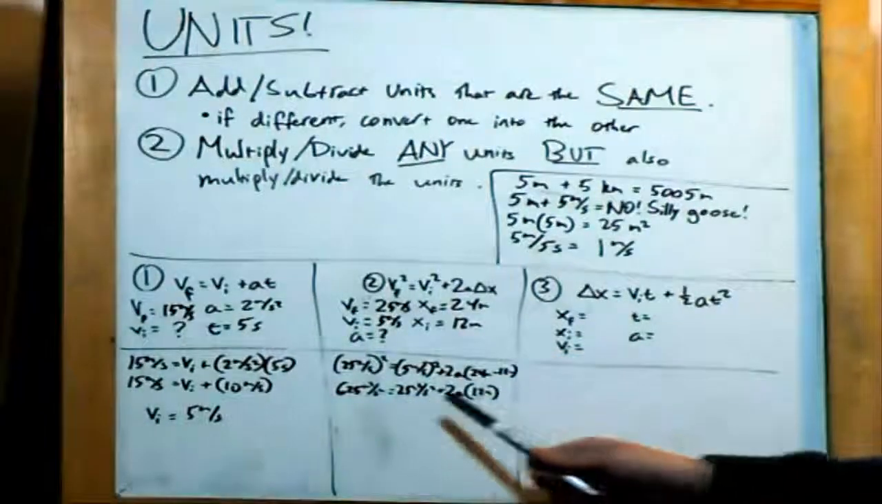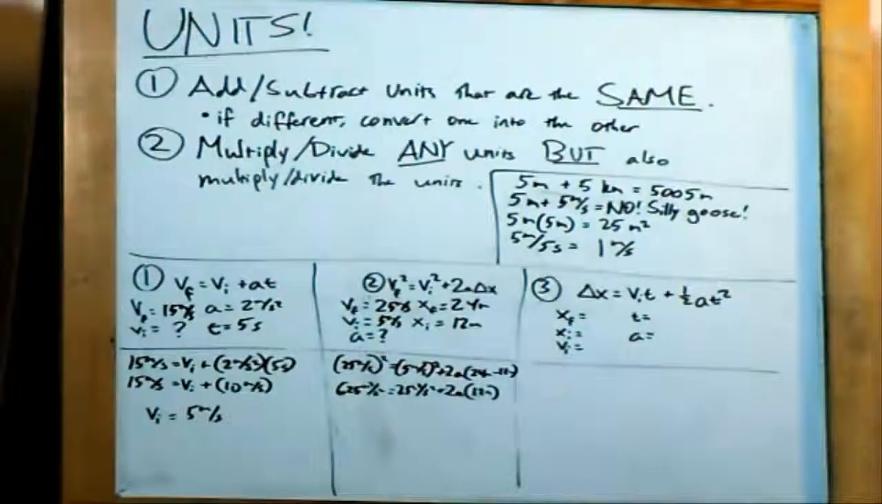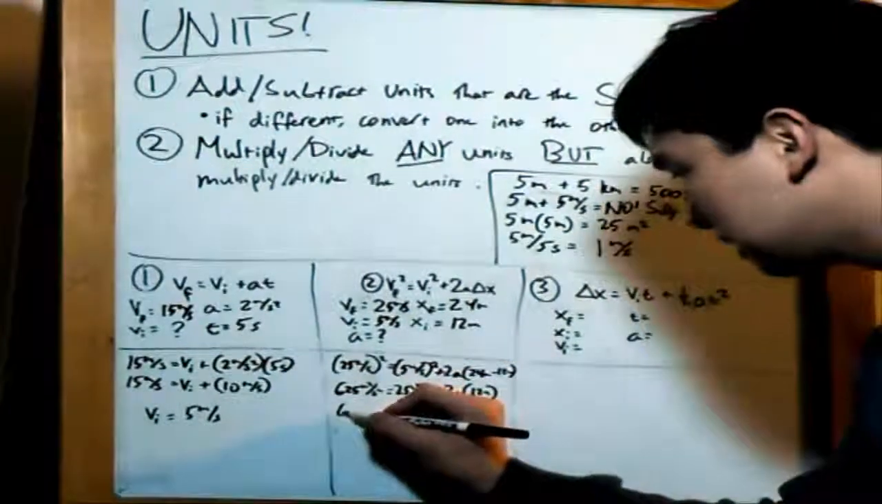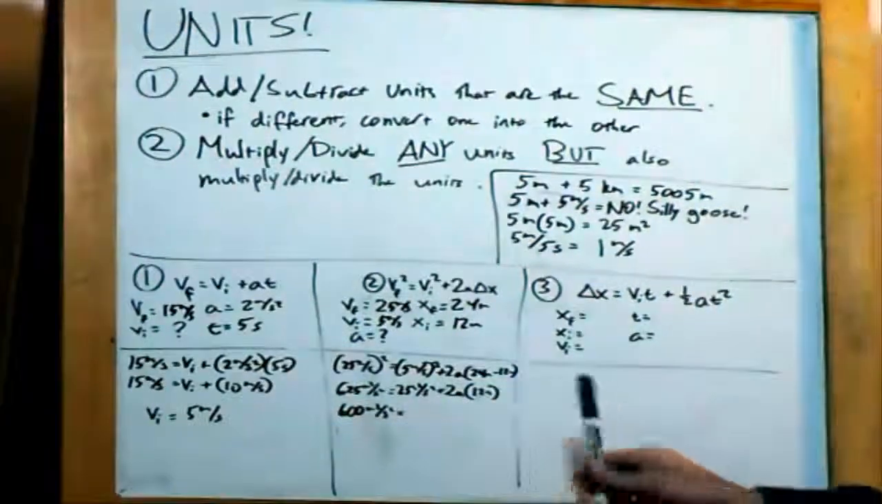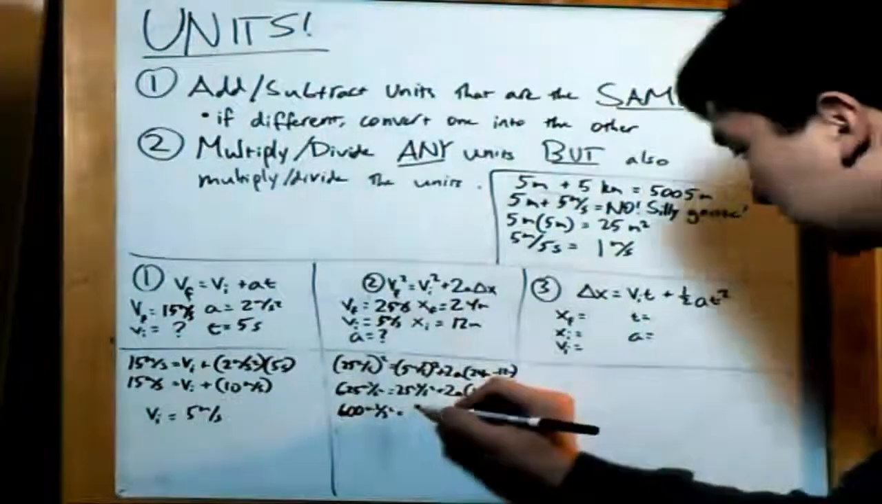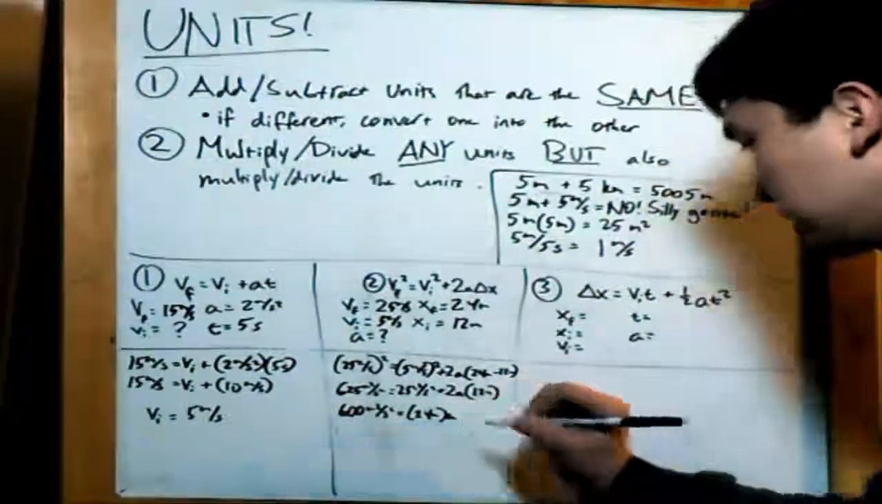Okay, so now we can subtract 25 meters squared per second squared from both sides of the equation, which gives us 600 meters squared per second squared equals, well, now we can multiply this 12 meters by 2, giving us 24 meters times our unknown acceleration.